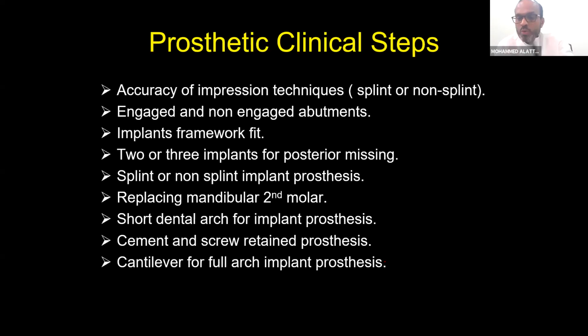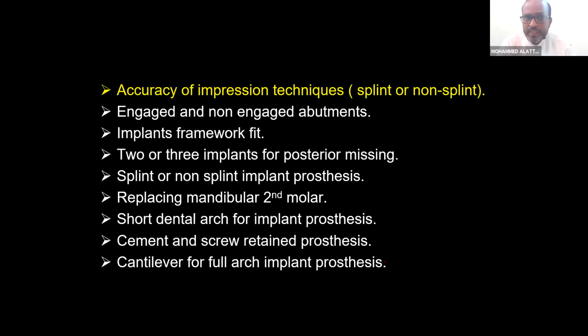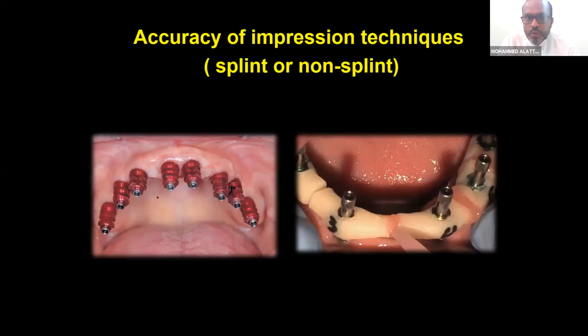The first thing is splinting and non-splinting. Like in this case, you take your open tray impression without splinting. And also in this one, you take the impression with splinting. You have a choice to use this one or this one. What does the literature say about this?